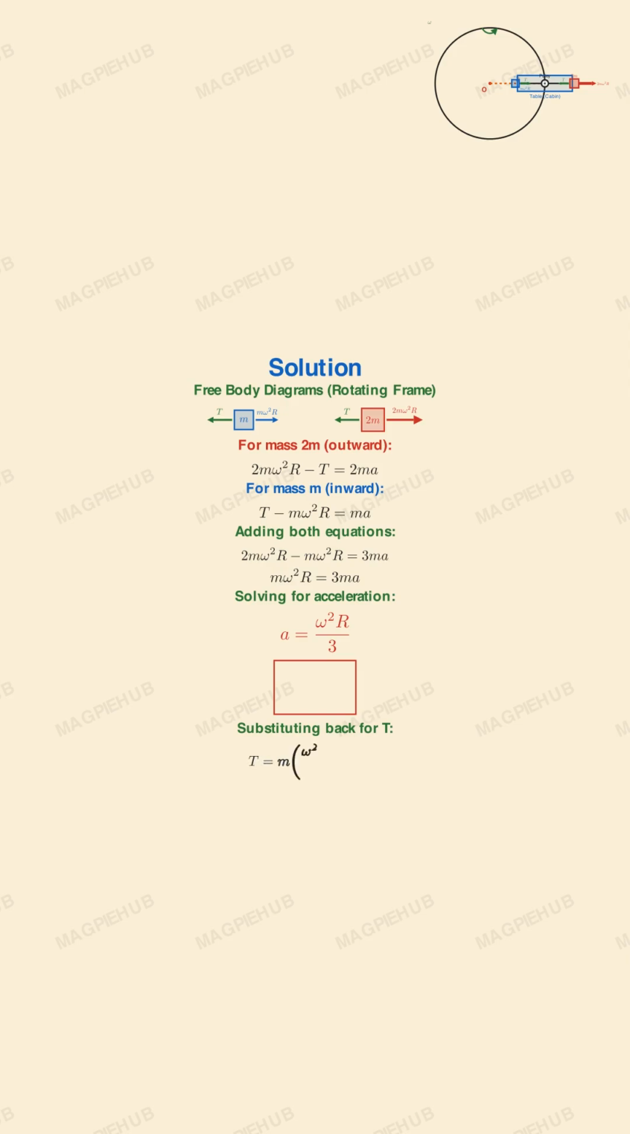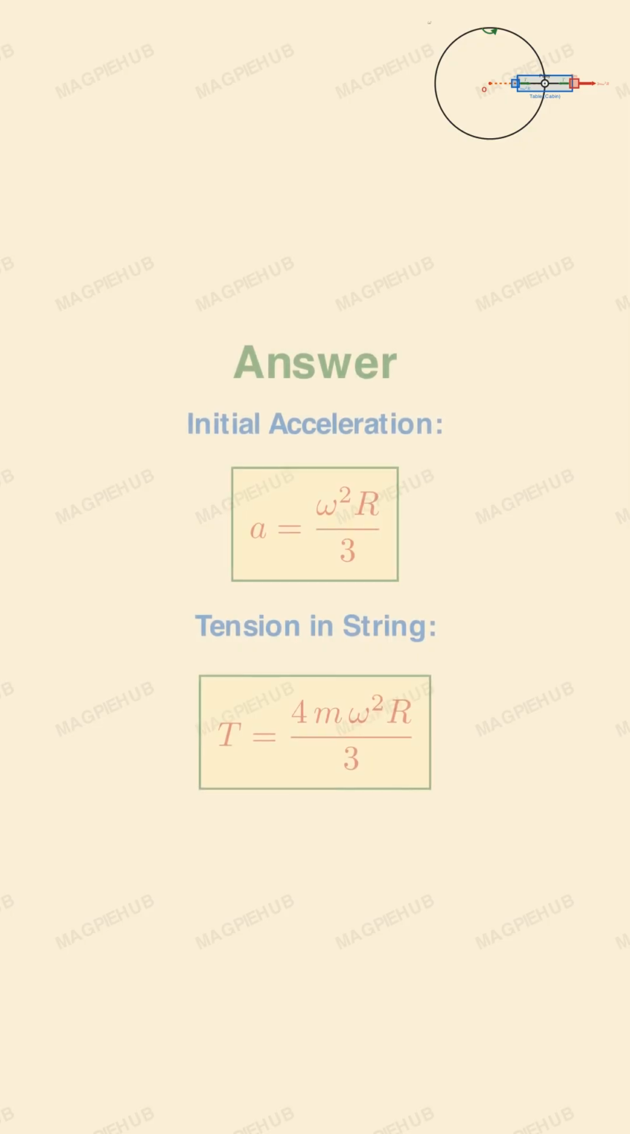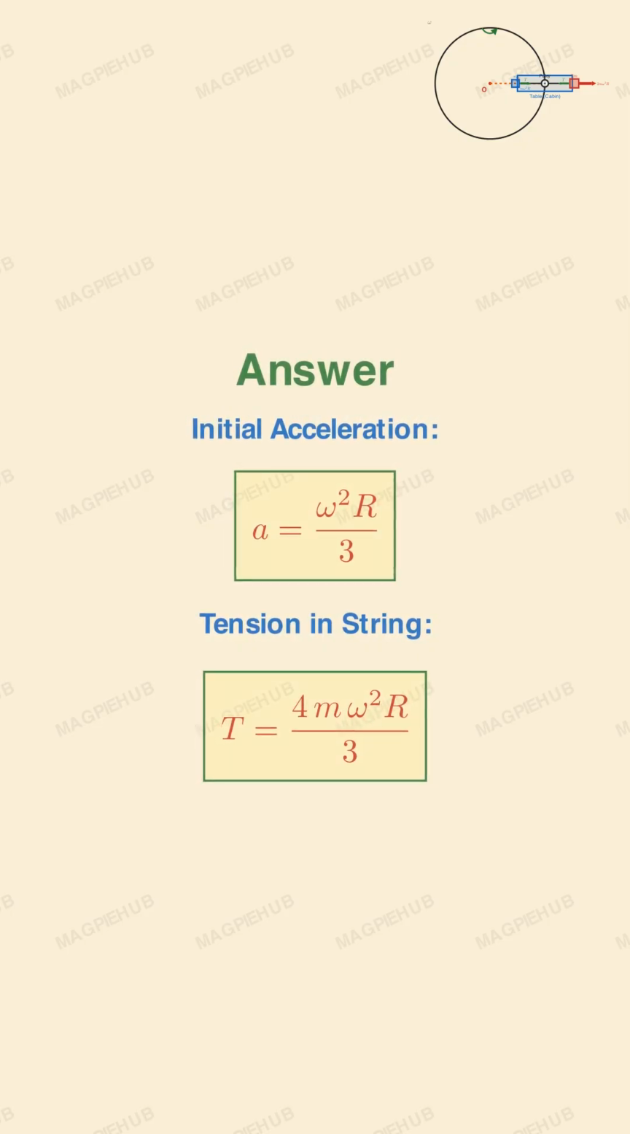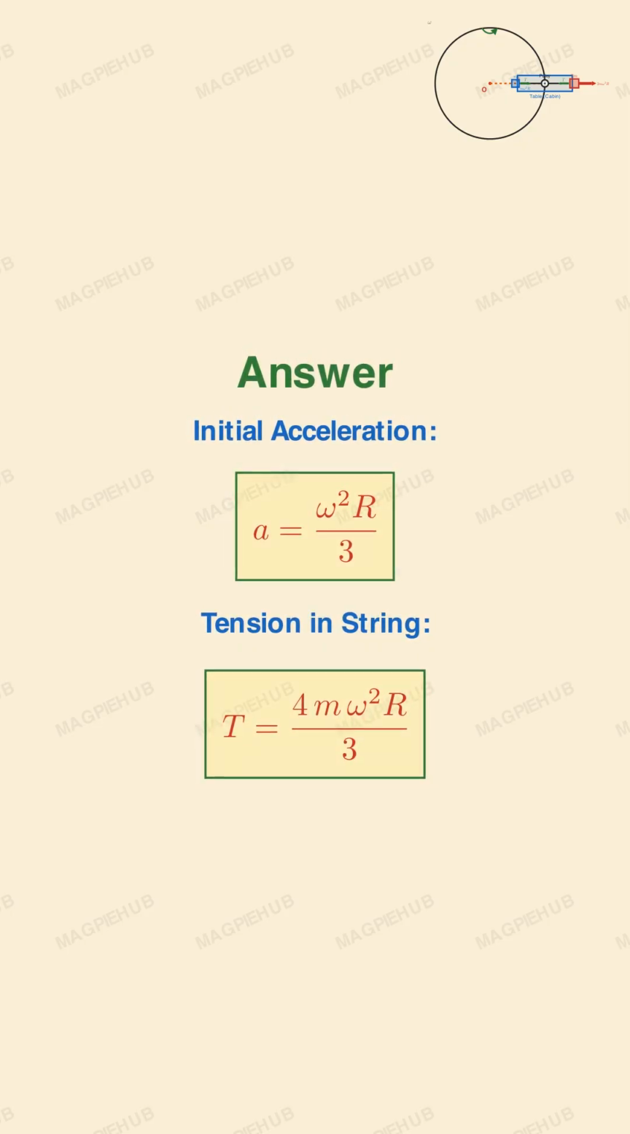Now substituting back into the equation for mass m, T equals m times a plus omega squared r. That gives us T equals m times omega squared r over 3 plus omega squared r, which equals 4 m omega squared r over 3. The answer: the initial acceleration of both masses as seen from the cabin is a equals omega squared r over 3. And the tension in the string is T equals 4 m omega squared r over 3.